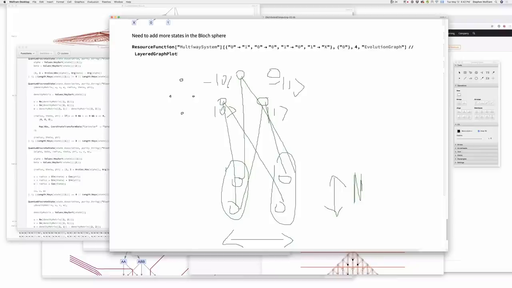The basic problem with quantum computing is corralling those 2 to the n different possible superpositions down to something where you've concentrated amplitude in the result that you want to have.